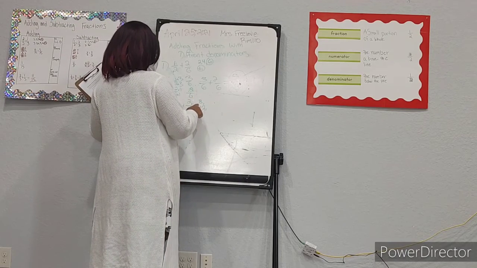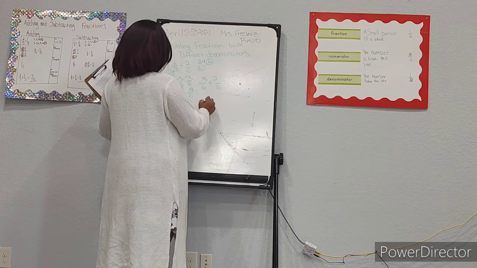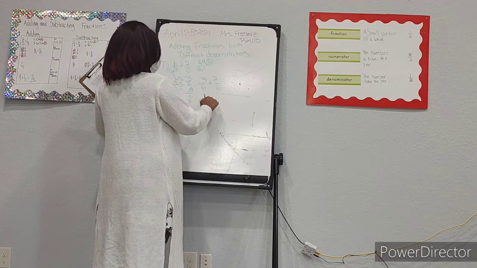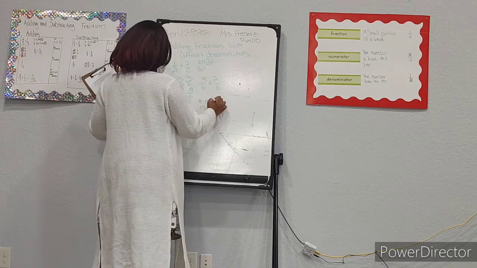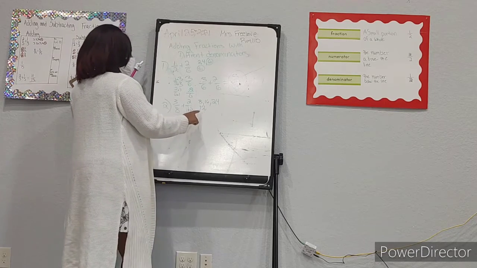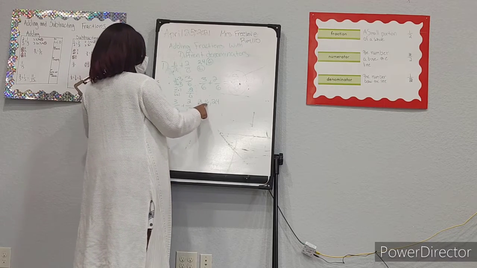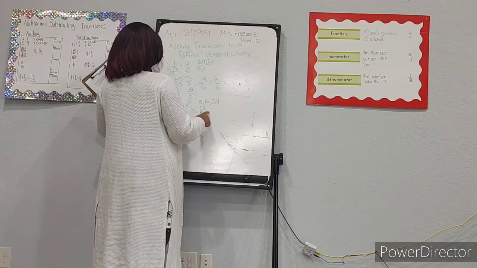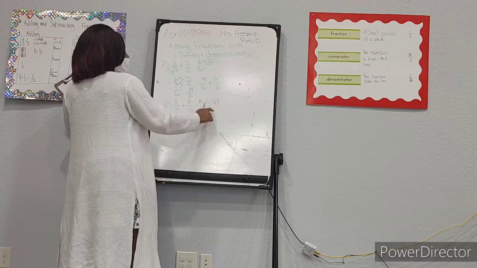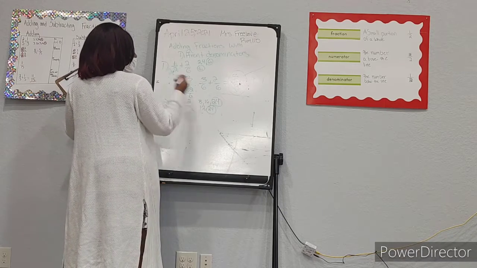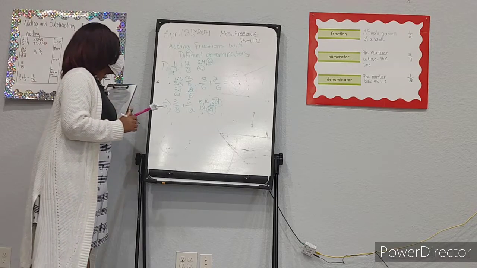8 times 1 is 8. 8 times 2 is 16. 8 times 3 is 24. Now that we've written out 3, we're going to move on to our next one, okay? 12 times 1 is 12. 12 times 2 is 24. And look, these two are the same. So our least common denominator is? 24. Good job, class. And what do we need to do next?